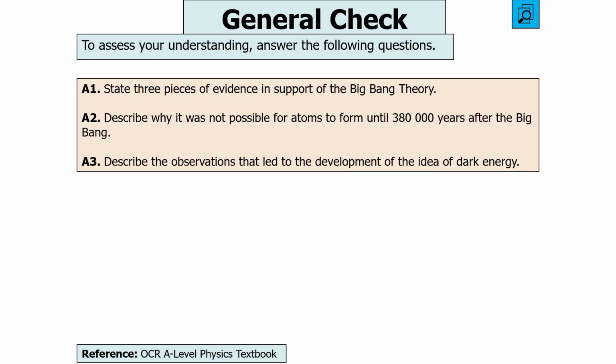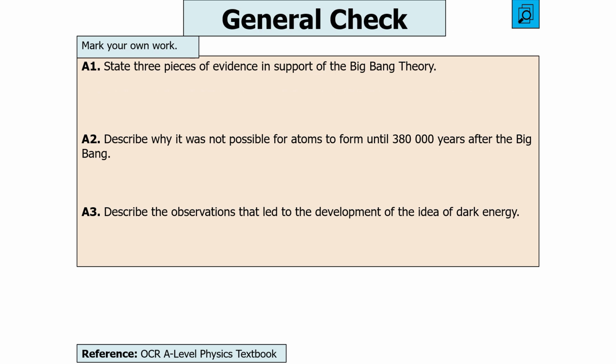The next question says, state 3 pieces of evidence in support of the Big Bang theory. Describe why it is not possible for atoms to form until 380,000 years after the Big Bang, and then describe the observations that led to the development of the idea of dark energy. So pause the video now, then unpause the video when you want to go through your answer.